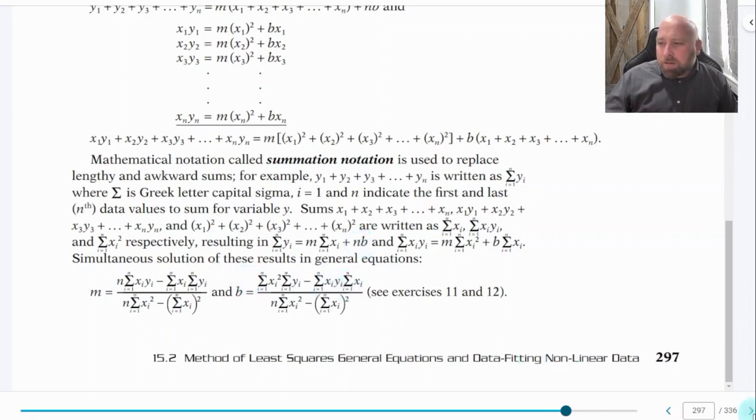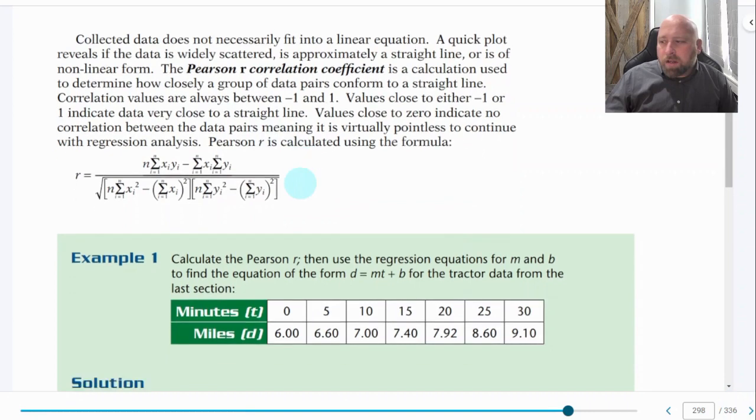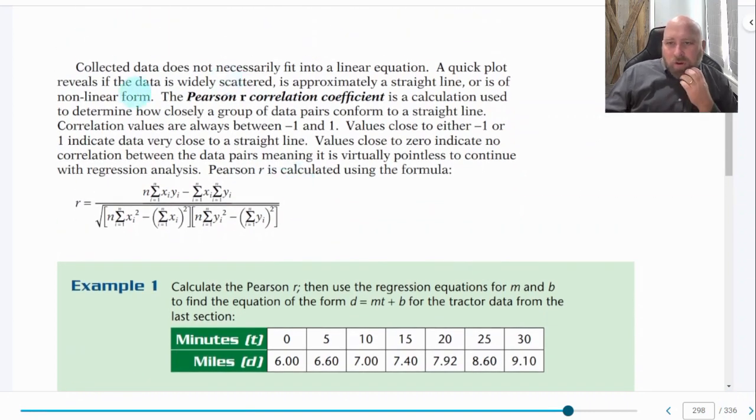Now, let's turn the page and look over here on page 298. Once we've done that, when we collect the data, it doesn't always fit into the linear, right? We talked about that. One way that we can work with this information is by using the Pearson R correlation coefficient. All right, so what is that? This is what's called the R value. When you're in statistics, you'll hear the R value every once in a while. So what is the R value? Here's what it is.